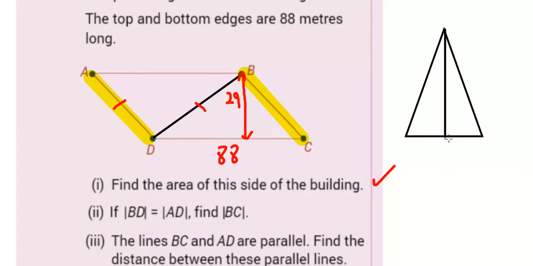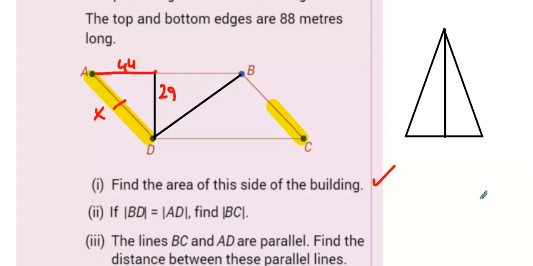X squared equals 44 squared plus 29 squared. Would somebody do me a solid and put that in and tell me what it is? 44 squared plus 29 squared. 2,700 and square root it. 52.69.